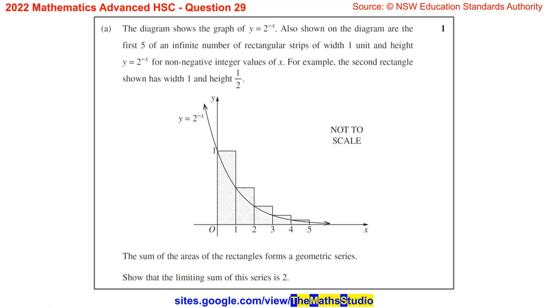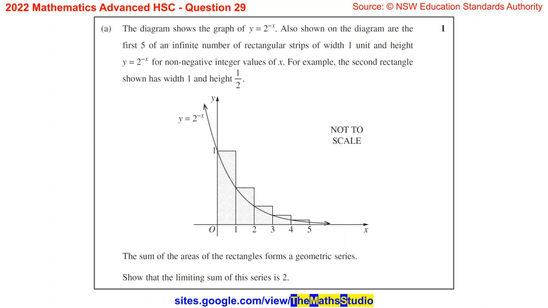Question 29, Part A. The diagram shows the graph of y equals 2 to the power of negative x. Also shown on the diagram are the first 5 of an infinite number of rectangular strips of width 1 unit and height y equals 2 to the power of negative x for non-negative integer values of x. For example, the second rectangle shown has width 1 and height half.